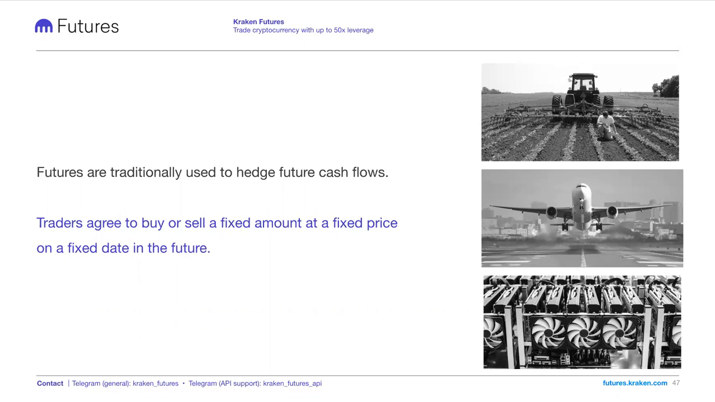So let's start with futures in the first place. Traditionally, futures are used to hedge future cash flows. Farmers will use futures to lock in the price of a crop before they harvest it. Airlines use futures a lot to lock in the price of airline fuel or jet fuel before they fly. And cryptocurrency miners allegedly use futures to lock in the price of crypto, but to be honest, I haven't seen much actual evidence of that, either on our exchange or speaking with other large exchange operators.